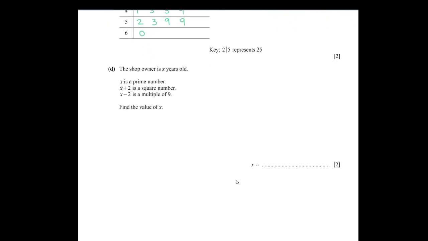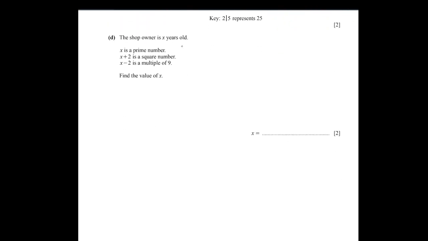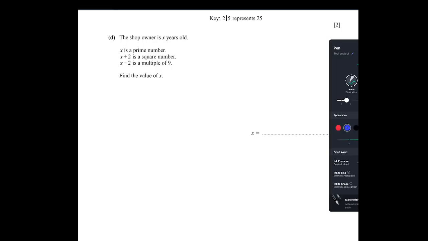Question number D. The shop owner is X years old. X is a prime number. X plus 2 is a square number. X minus 2 is a multiple of 9. Find the value of X. Now the number X minus 2 is a multiple of 9, and if you reduce the prime number by 2 it will be a multiple of 9. So you can check the multiples of 9 here first.